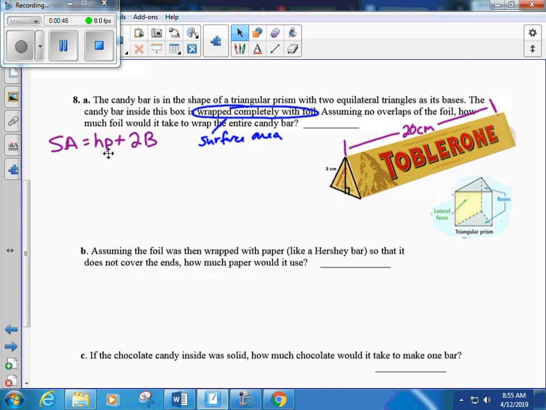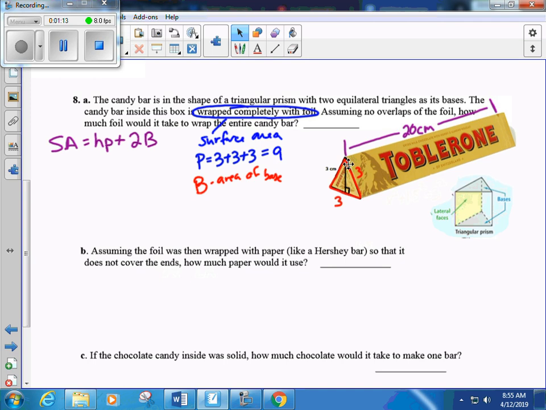So with a triangular prism, H is the height, so I do know that that's 20. P is the perimeter of the base. One thing that this says is this is an equilateral triangle. So 3 plus 3 plus 3 is going to give me the perimeter of my base. So I know that the perimeter is 9. All right, then 2. Remember, big B stands for area of the base.